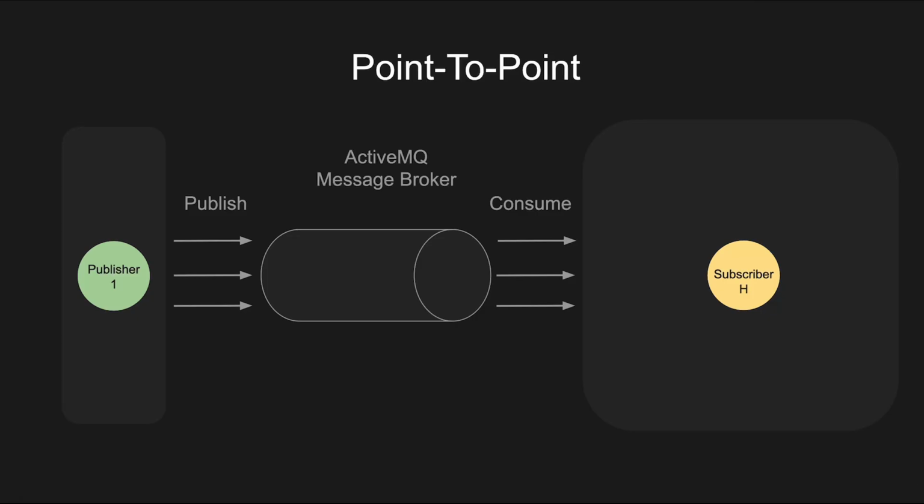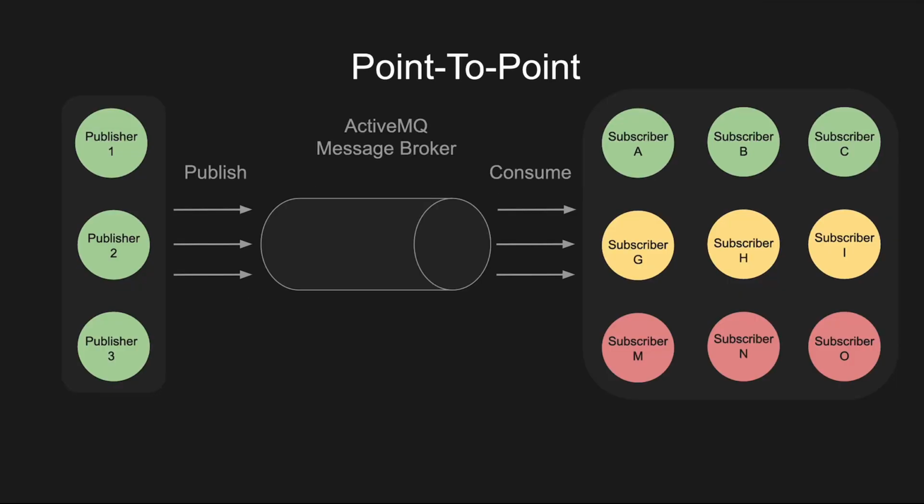Okay, that was an example of a point-to-point communication model using a queue. The example involved a single producer or publisher sending messages to a specific queue, and a single consumer or subscriber consuming messages from that queue. But in a more complex system or application, you might have multiple producers sending messages to a queue and multiple consumers consuming messages from the same queue. However, each message sent to the queue would be consumed by only one of the available consumers.